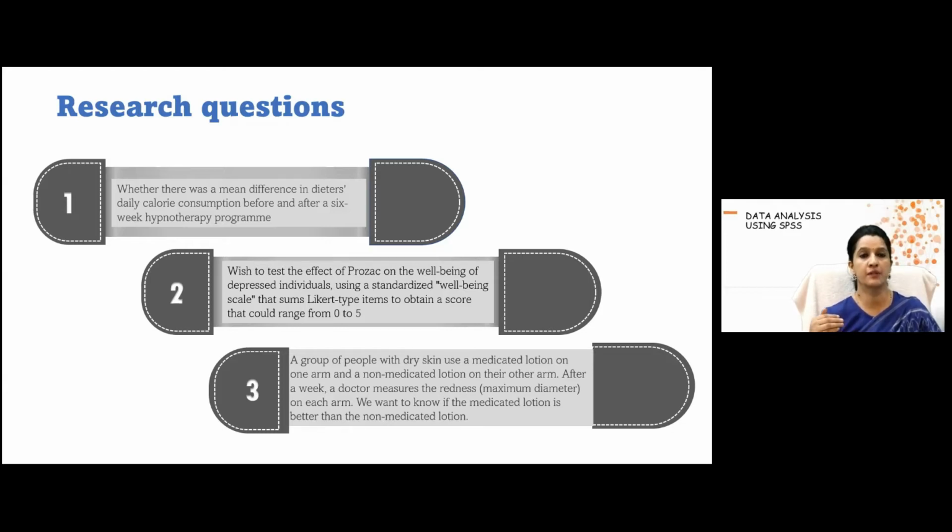So in these types of research questions, in the first two, what have you seen? There is some intervention and you want to test before intervention and after intervention, two different time points. Whereas in the third one, it is not two different time points, but two interventions on the same individual. In this case, you can see right arm and left arm. It is not that there are two groups. You can perform a similar study on two groups of study subjects also.